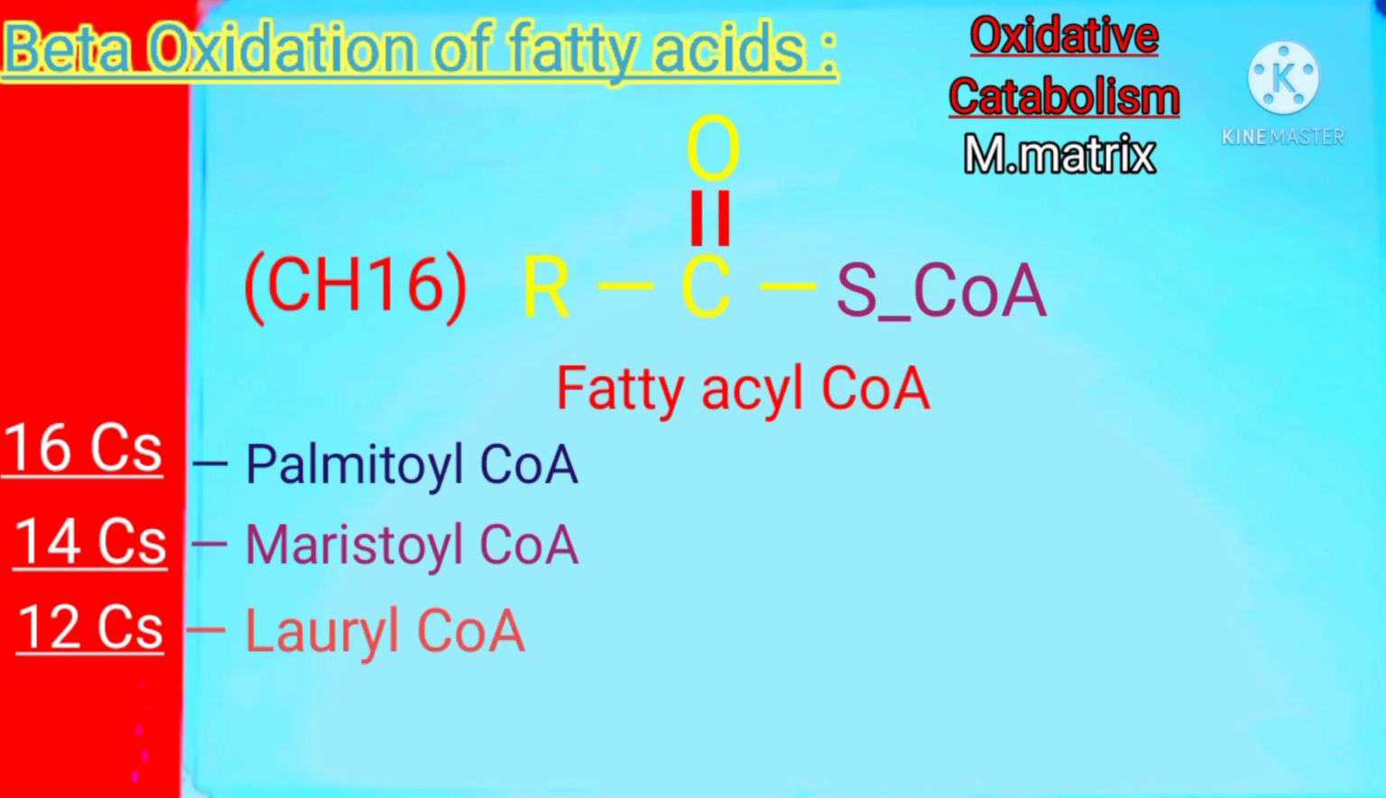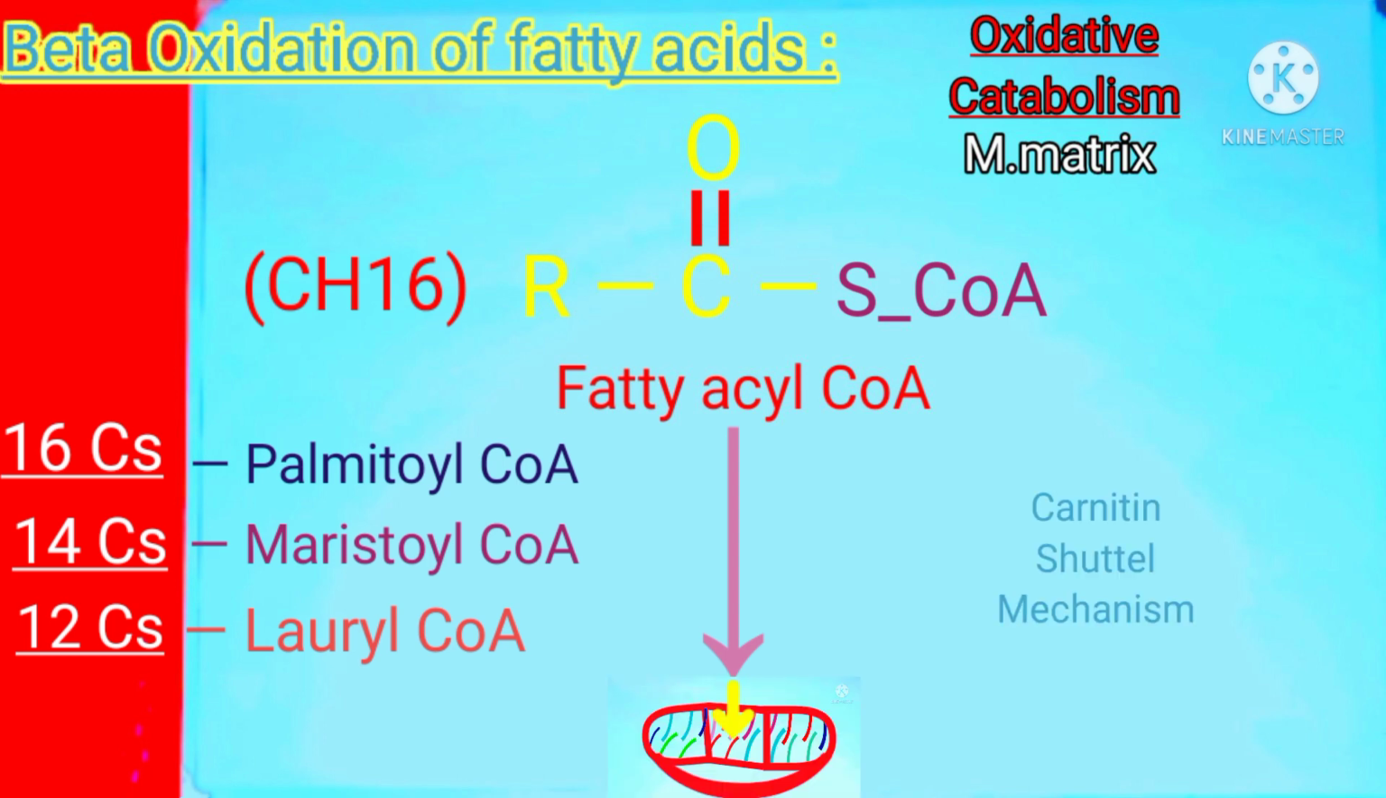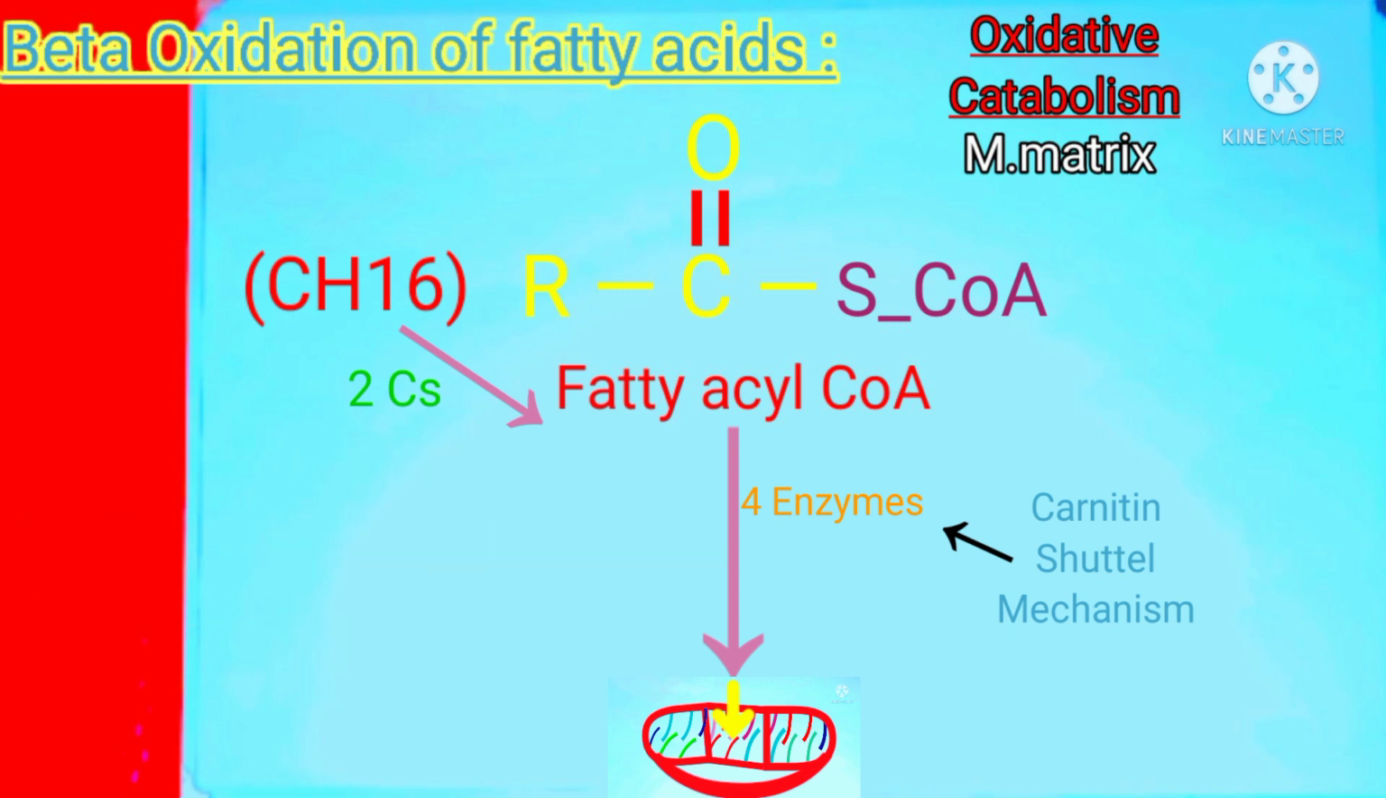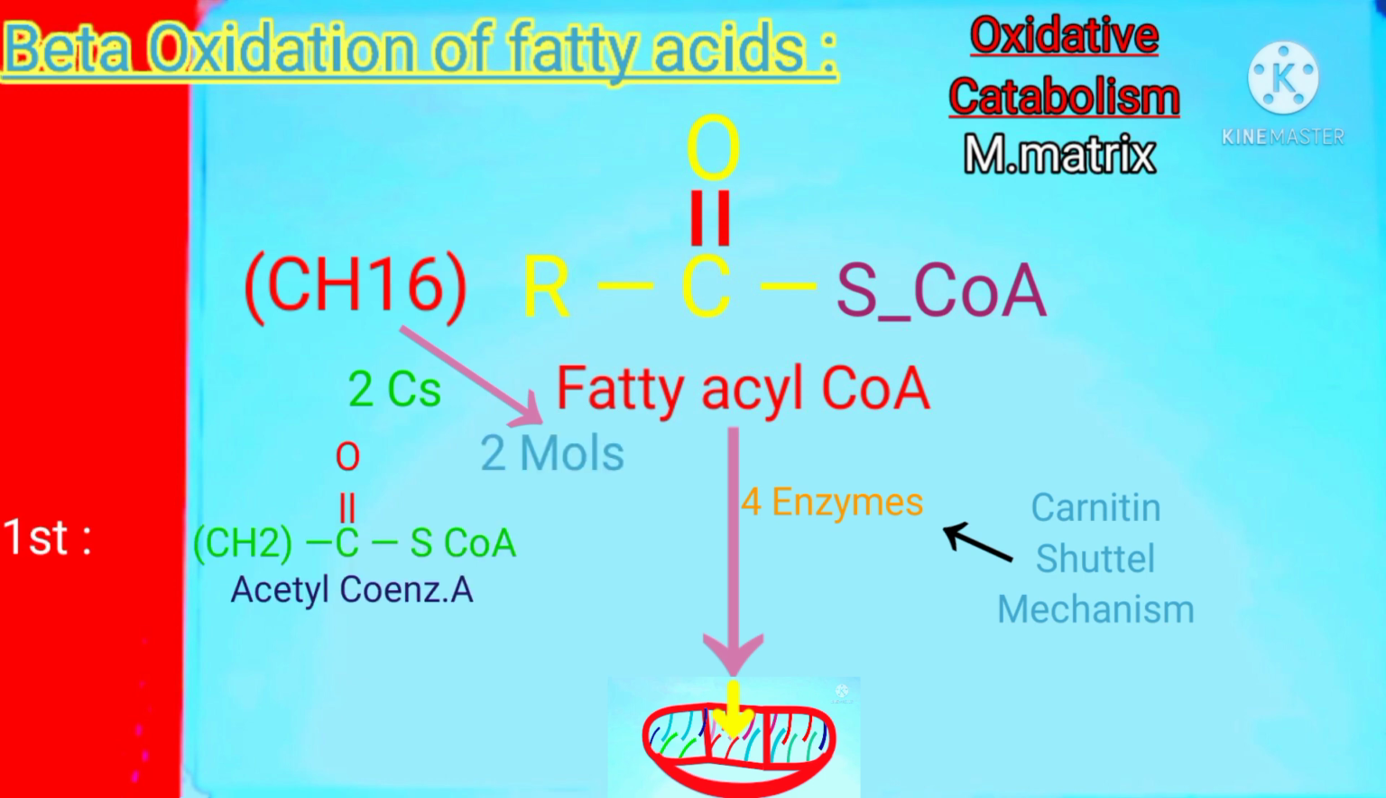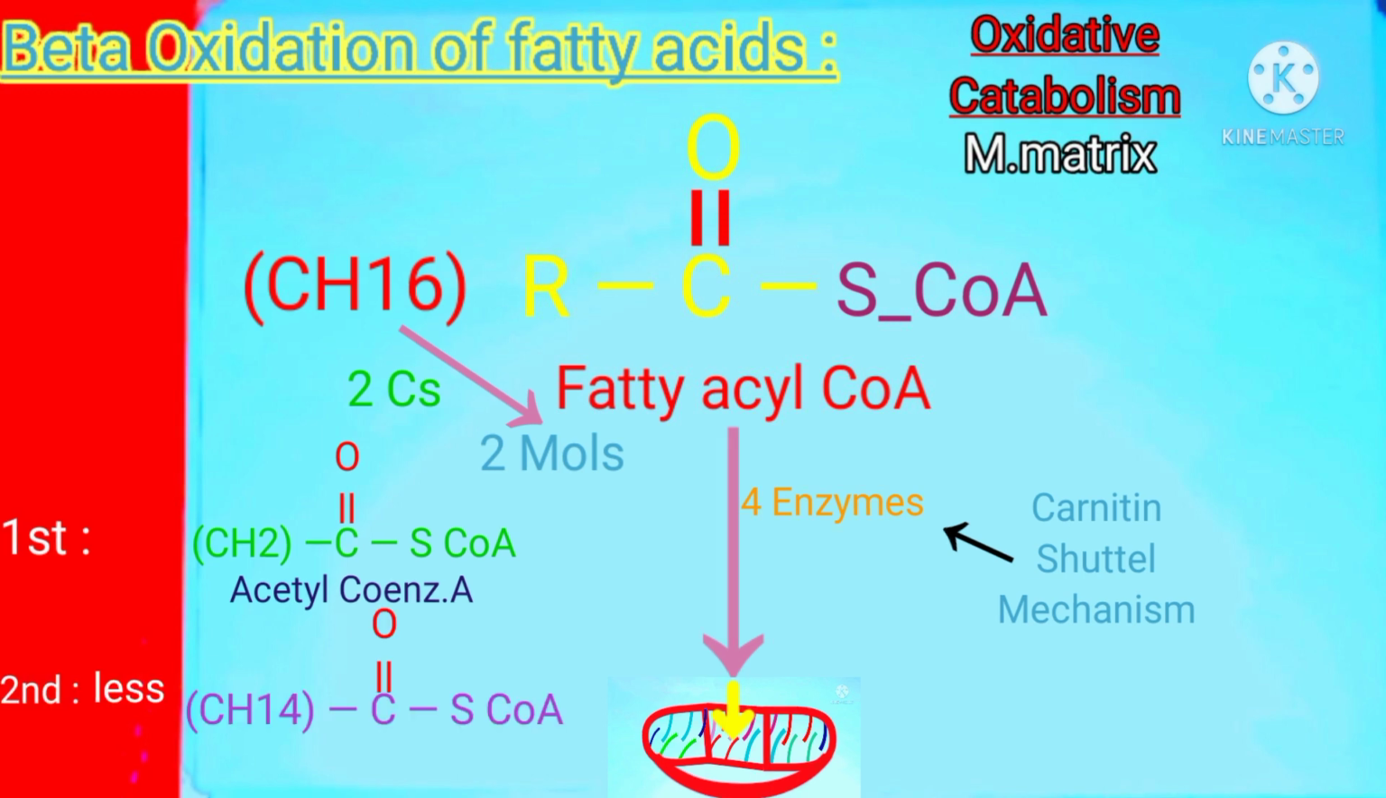When this fatty acyl CoA comes into the mitochondrial matrix by the carnitine shuttle mechanism, it is acted upon by four enzymes whose main function is to separate two carbon atoms from the parent fatty acid. These reactions lead to the generation of two molecules. The first one is acetyl coenzyme A and the second is a new fatty acyl CoA, which is two carbons shorter than the original parent fatty acid, that in this case will be the 14 carbon compound Myristoyl CoA.